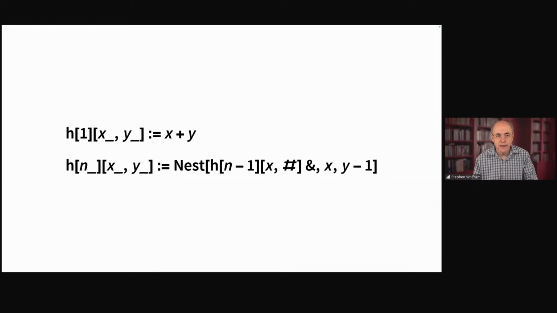So h of 1 here is just plus, h of 2 is times, h of 3 is power, h of 4 is tetration, and so on. Tetration is the 2 to the 2 to the 2, thing to the thing to the thing. Okay, so there are lambdas, and actually even rather simple ones, whose evaluation terminates, but only after a number of steps that has to be described with hyperoperations.